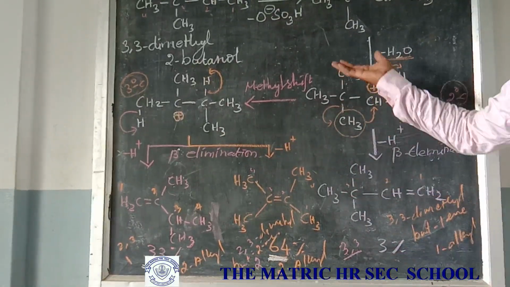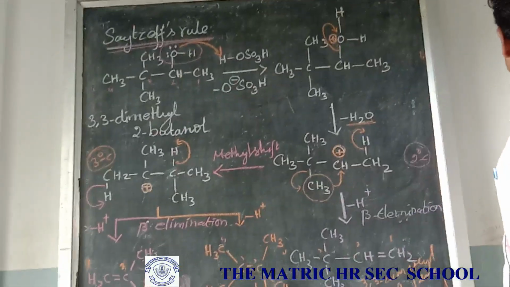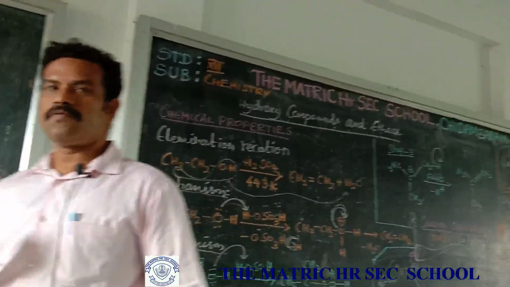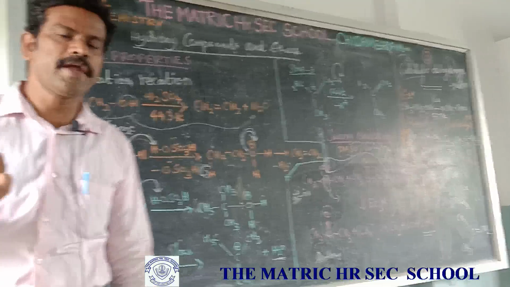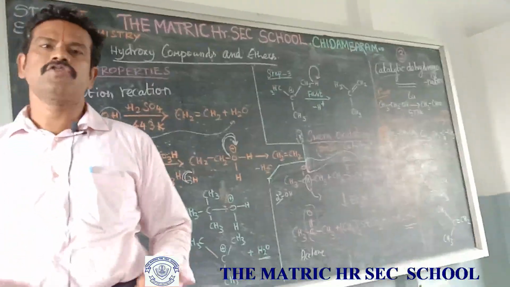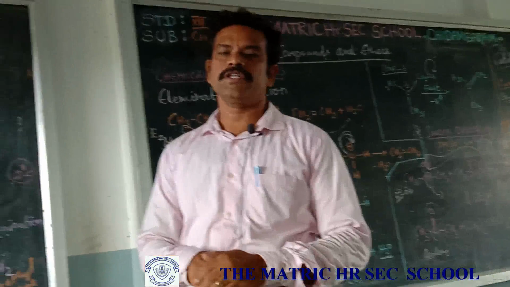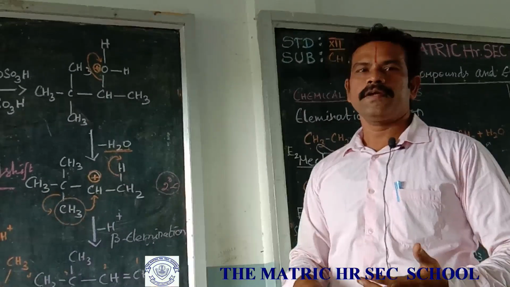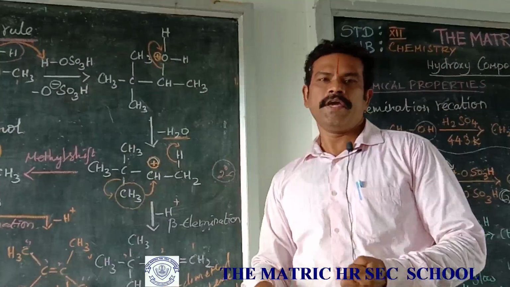Okay, students, Saytzeff's rule. You will also see the elimination 1 reaction and elimination 2 reaction, catalytic dehydrogenation and Swern oxidation reaction. It is a very, very important reaction. If you write it repeatedly, you will get it easily. Okay, thank you.